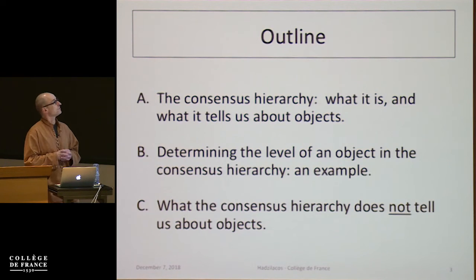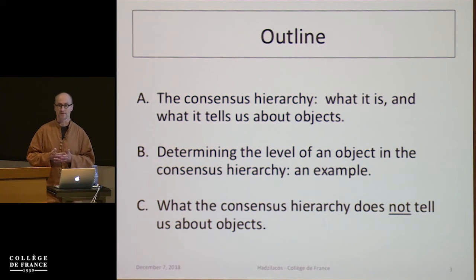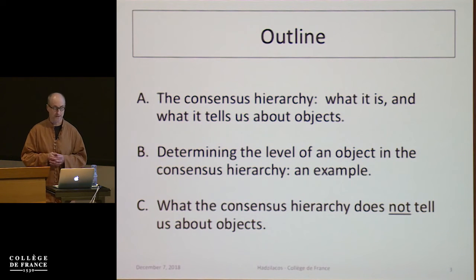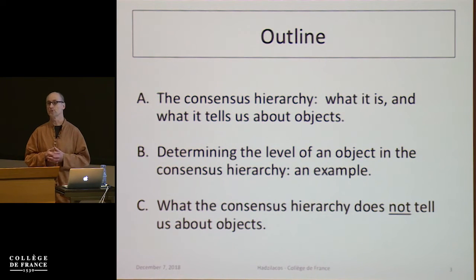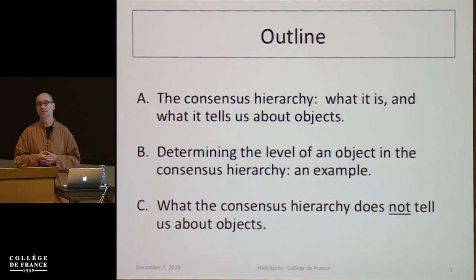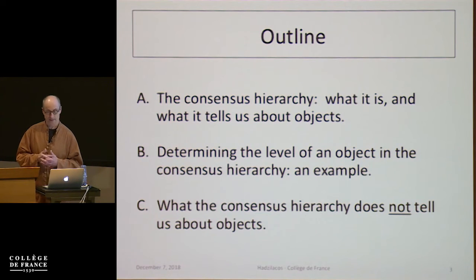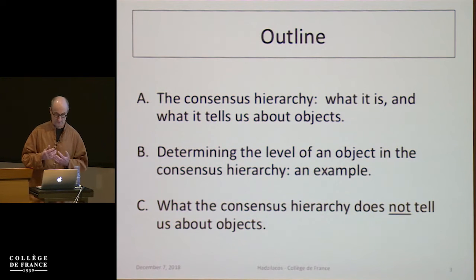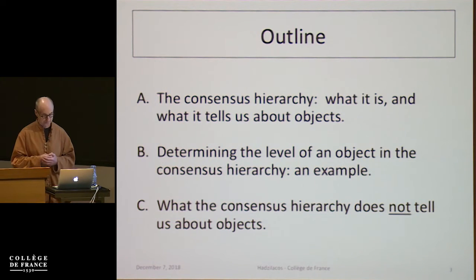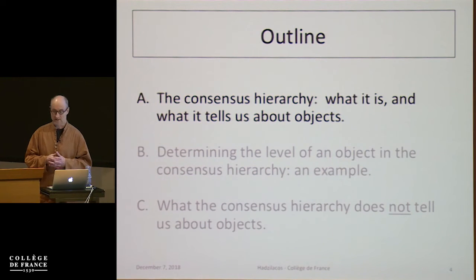And my presentation, if all goes well, will consist of 3 parts. I will start with describing what is this consensus hierarchy, what it tells us about objects. Then I will give you an example of how we determine the level of an object in this hierarchy. And then I will conclude with some comments about what the consensus hierarchy does not tell us about objects to avoid certain possible confusions and misunderstandings. So let's start with the first part. What is this consensus hierarchy?